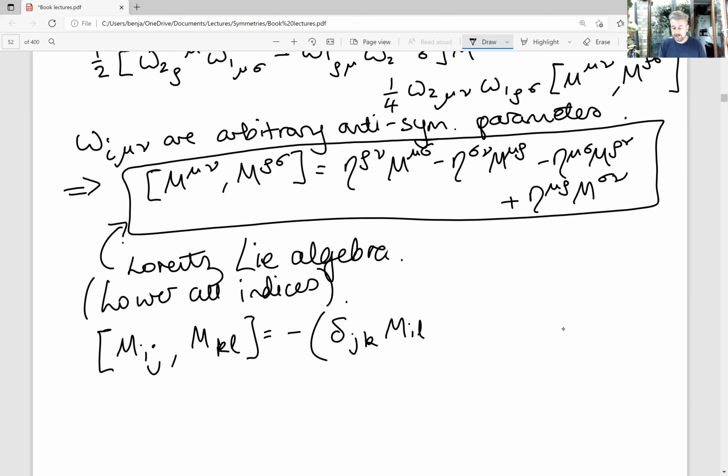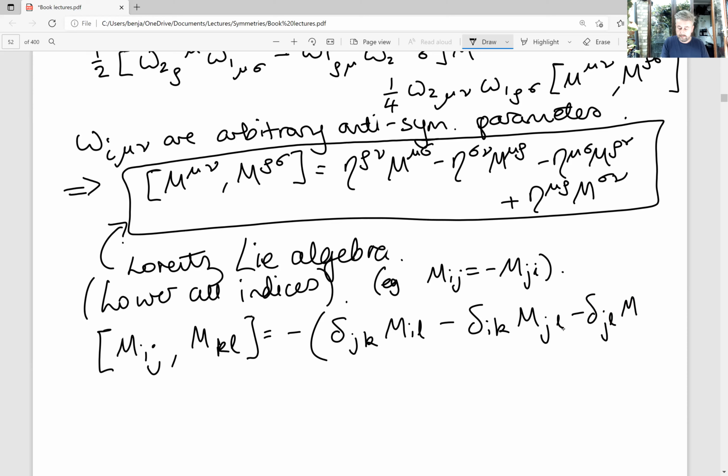M_il. So notice there's going to be 4 terms, and in some of the terms I will have used the relation that we have, where M_ij is equal to minus M_ji. You have to remember in deriving this that we have anti-symmetry of the indices of the M's. So minus delta_ik M_jl, minus delta_jl M_ik, plus delta_il M_jk.